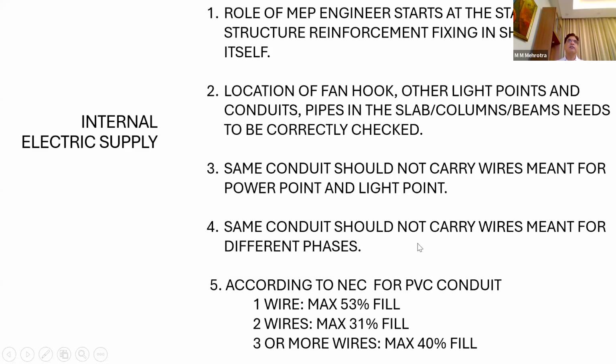Same thing, I told you about 3 phases. The 3 phases can be provided in a house. One phase is connected to one house, and if there are 3 houses, they will be connected to R, Y, B in a cyclic manner. Or sometimes within the building you have a 3-phase distribution where supply will come in different phases, so the same conduit should not carry supply of different phases.